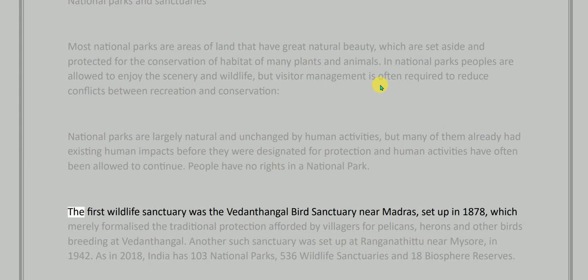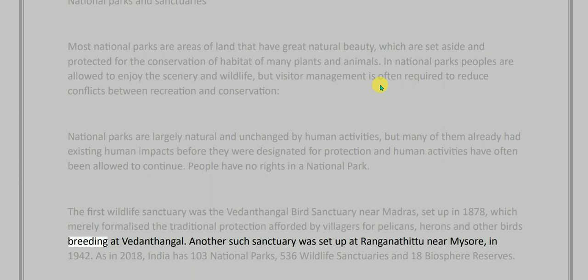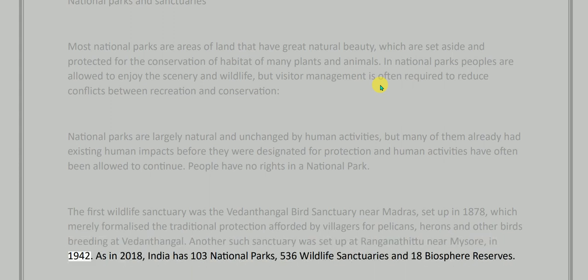The first wildlife sanctuary was the Vedanthangal Bird Sanctuary near Madras, set up in 1878, which merely formalized the traditional protection afforded by villagers for pelicans, herons and other birds breeding at Vedanthangal. Another such sanctuary was set up at Ranganthittu near Mysore, in 1942. As of 2018, India has 103 national parks, 536 wildlife sanctuaries and 18 biosphere reserves.